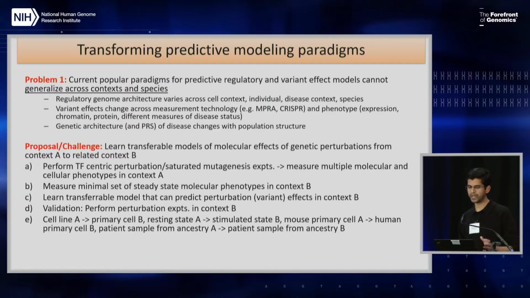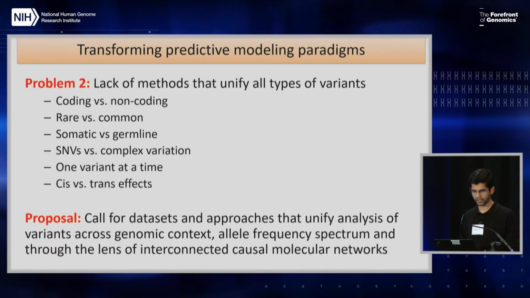The idea would be in one of these samples to perform, again, TF-centric perturbation experiments like the ones proposed in the previous slide with multiple molecular and cellular phenotypes. In context B, you would measure a minimal set of steady-state molecular phenotypes and try to build models that can predict perturbation effects in context B by integrating the perturbation data in context A and the steady-state data in context B, and then validate this through perturbation experiments. There are many interesting versions of this, but this would distill into challenging problems that would actually expand the scope of these kinds of approaches.